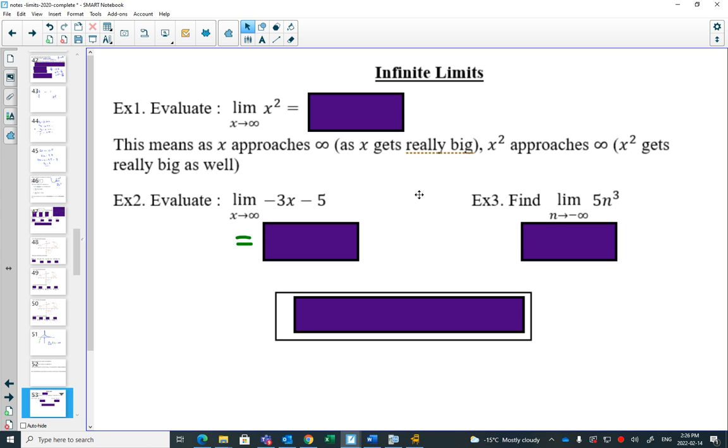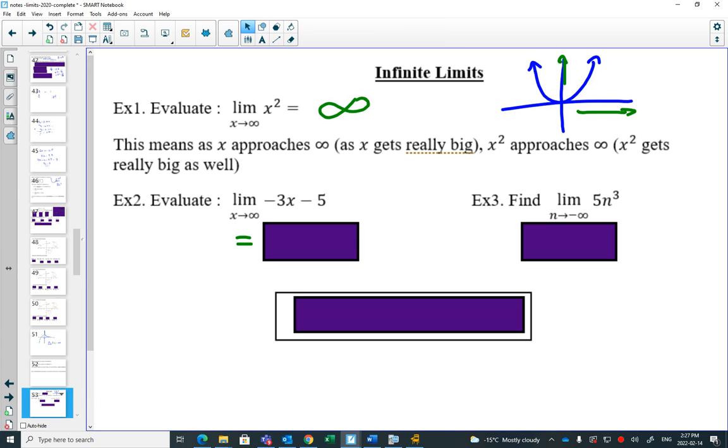Well, here we have a parabola. And if you draw your parabola off to the side here, maybe there it is. As x gets really big, we're asking what happens to the y values. Well, they get very big. So as x gets very big, the y values get very big. And we would say that the limit as x approaches infinity for x squared would be infinity.